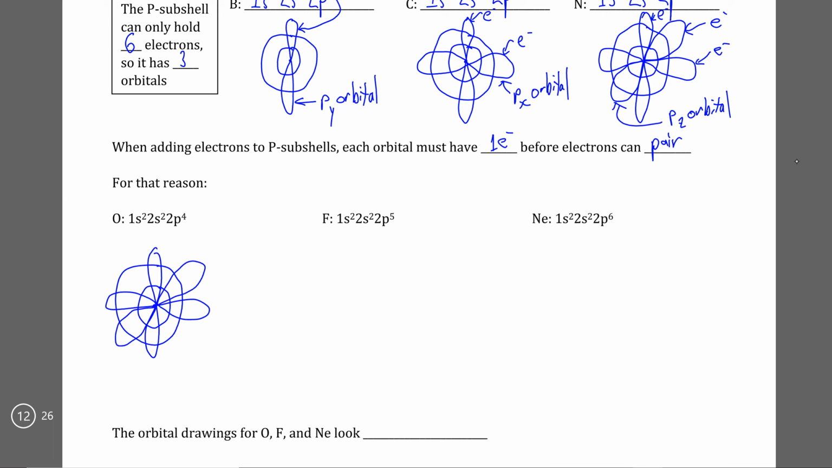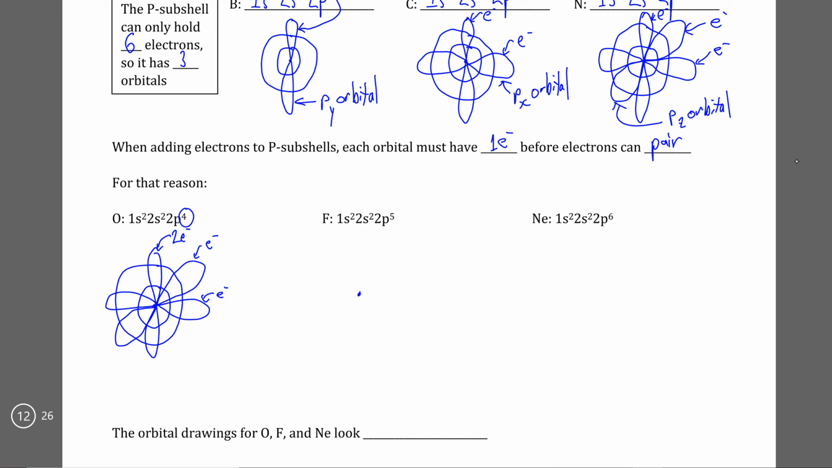The only difference here is that while 2 of the orbitals will only have 1 electron, because oxygen has 4 p electrons, that means we need to actually start pairing electrons here. So one of oxygen's orbitals is actually going to have 2 electrons in it. 2 plus 1 plus 1 is 4. But again, we can't see electrons, so the orbital drawing looks exactly the same as nitrogen.